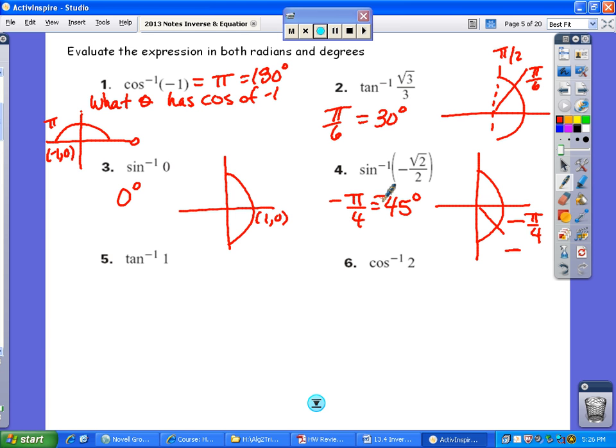All right, tangent. Here again, we're restricted between negative pi over 2 and positive pi over 2. We need to figure out what angle has a tangent of 1. We want a positive 1, so that means we're going to be in the first quadrant. An angle with a tangent of positive 1 is going to be 45. So my answer is pi over 4 radians or 45 degrees.